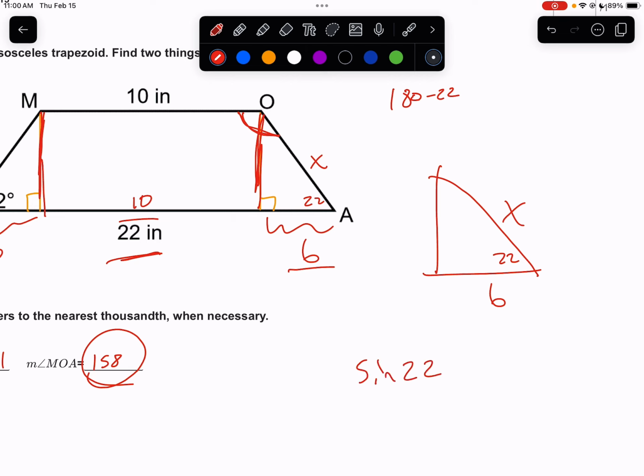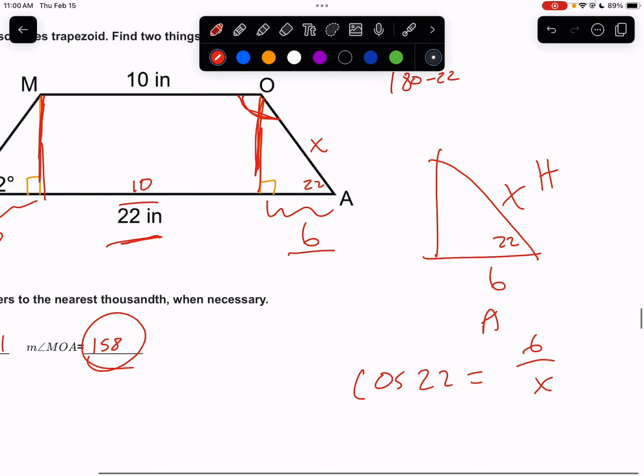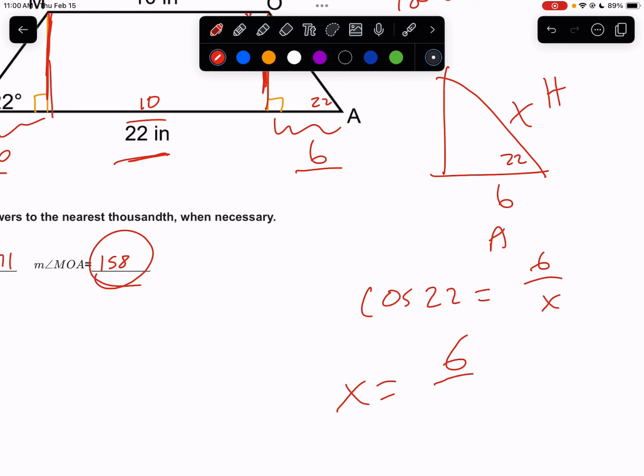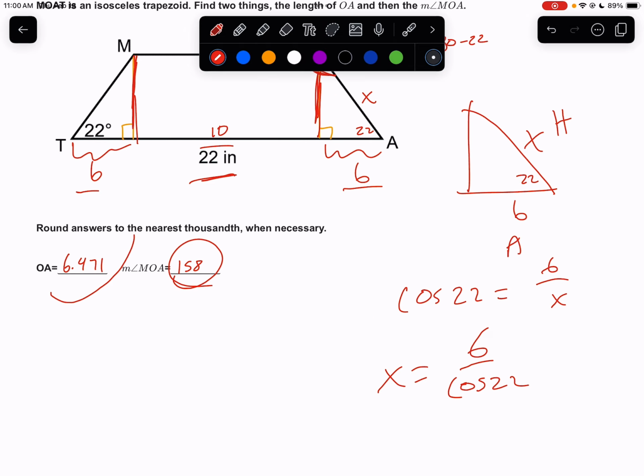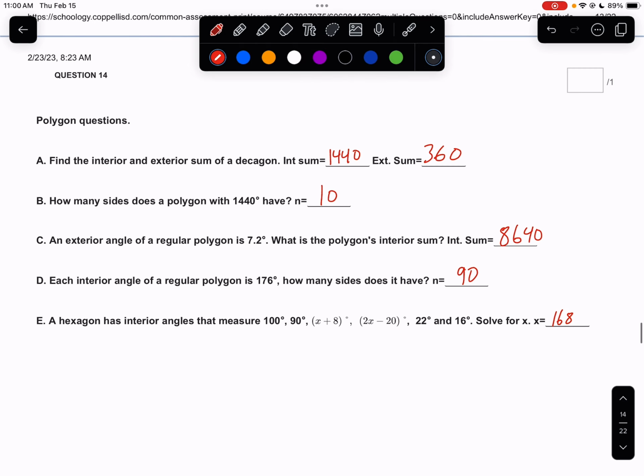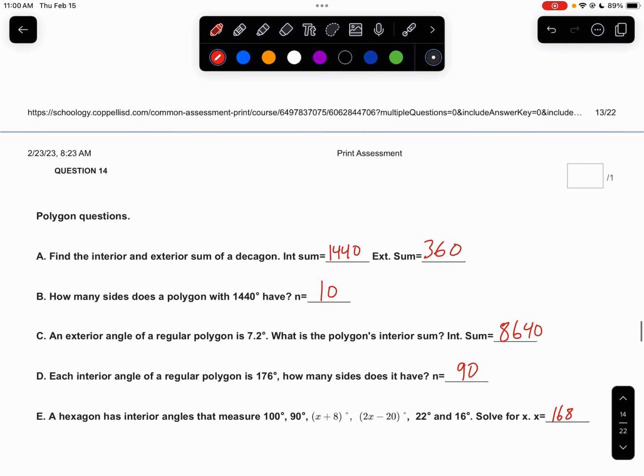So that's the sine of 22. No, that's not the sine of 22. This would be adjacent over hypotenuse. That'd be cosine of 22 equals adjacent over hypotenuse. X is down low, they switch places, you know. So that would be 6 over the cosine of 22, 6.471. Nice.